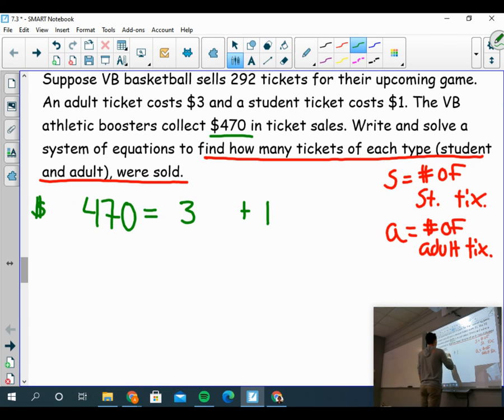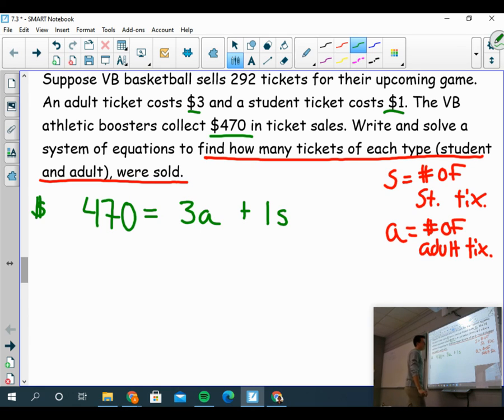So how can I write that? Well, if I sell 2 adult tickets, I make $6. If I sell 3, I make $9. If I sell 4, I make $12. What am I doing? I'm taking 3 and multiplying it by the number of adult tickets, which we said was going to be A. Same thing for S. That'll be the number of student tickets.